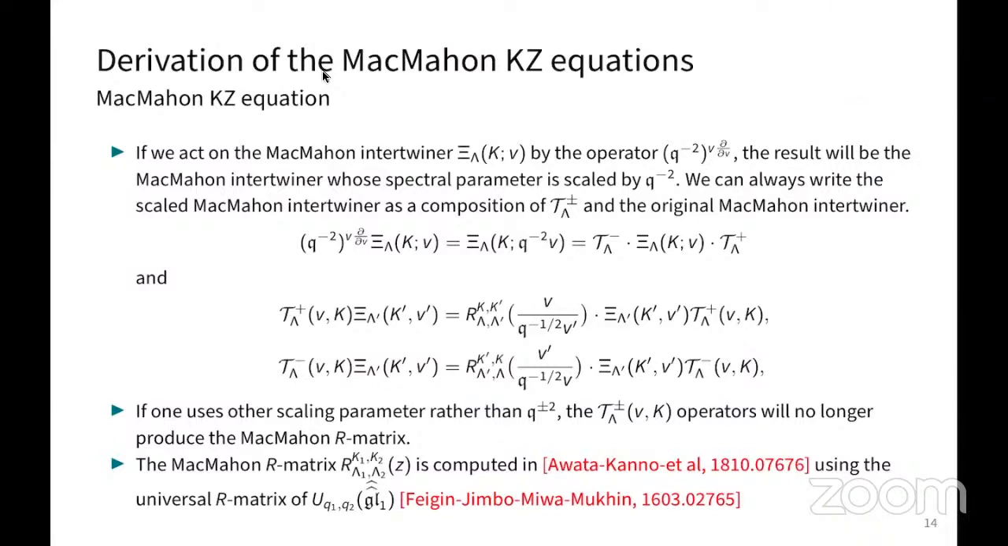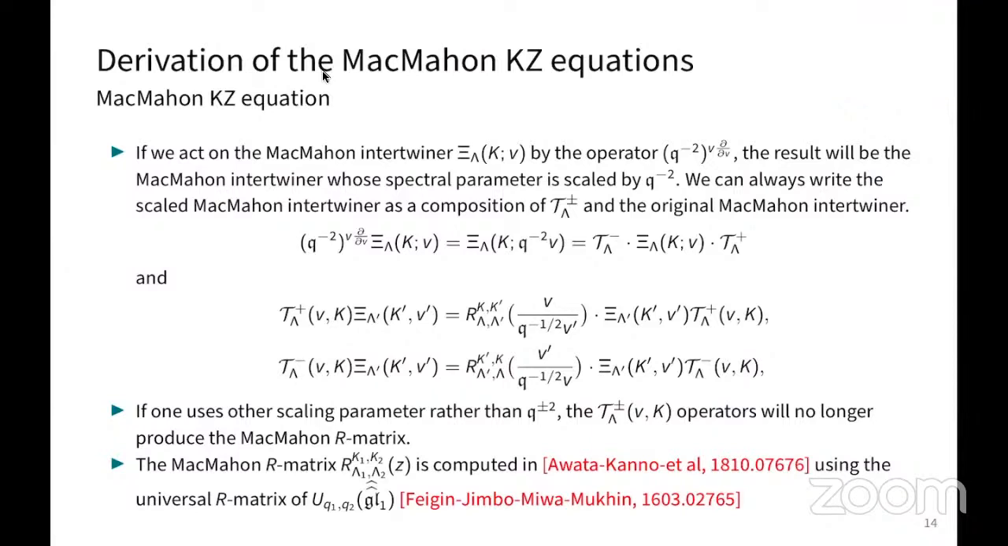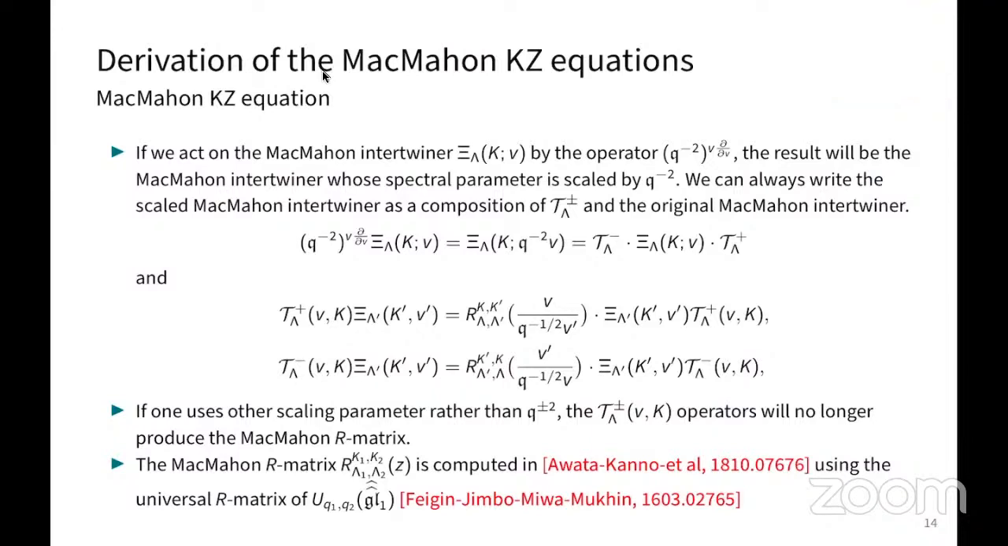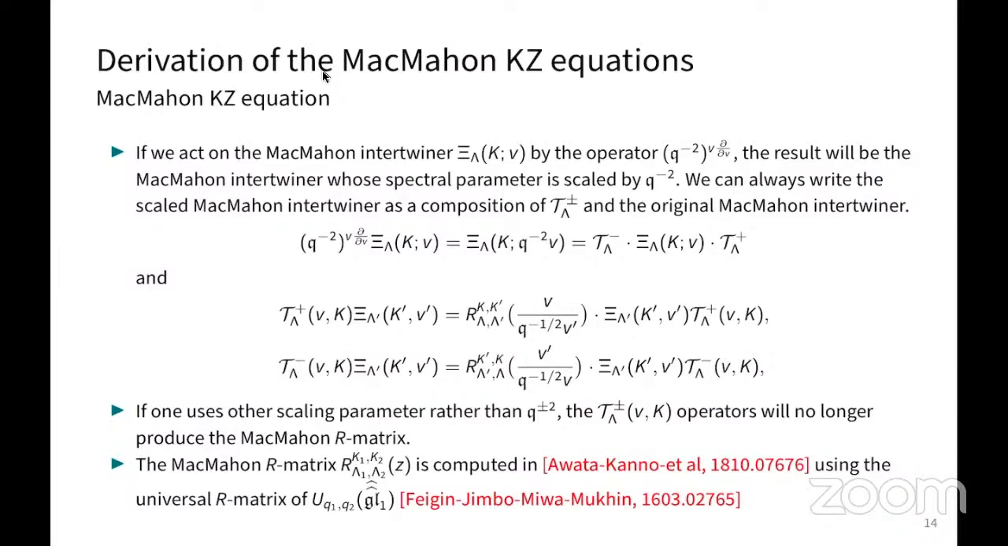Okay, so probably I can tell you an answer. A vertex operator in CFT is a kind of intertwiner, right? Yeah. And so he considered the correlation function of intertwiners for the quantum toroidal algebra, not the quantum affine algebra. So in that sense, the equation should be called KZ. Does it answer your question? Yeah, kind of.